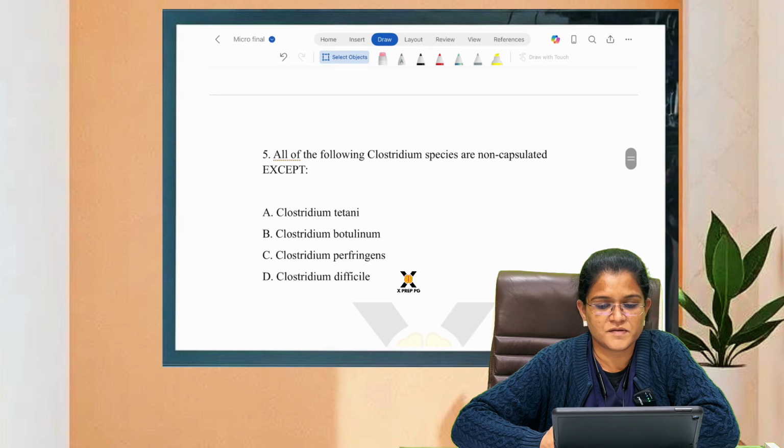All of the following Clostridium species are non-capsulated except: this is typically Clostridium perfringens, which is the capsulated Clostridium.